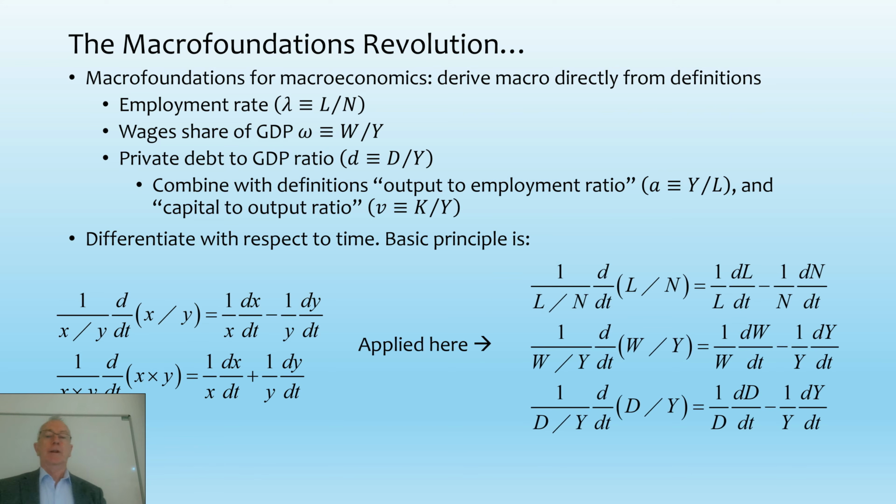For example, looking at the labour ratio, I say the employment ratio here: the rate of change of the employment ratio is the rate of change of employment minus the rate of change of population. Then the wages share: the rate of change of wages minus the rate of change of GDP. The debt ratio is the same. Very, very simple.